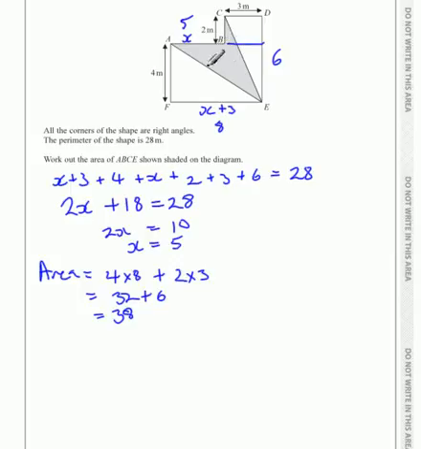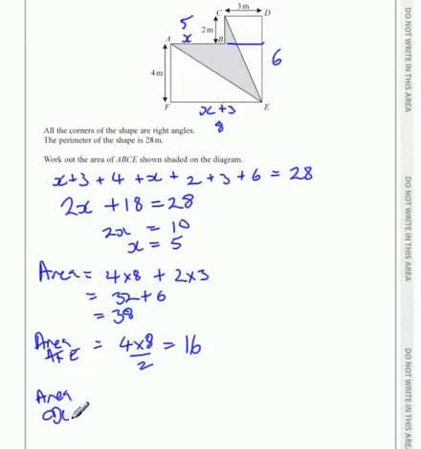And then to find the shaded part, we're going to need to take away these two triangles. So that is going to be the area of A, F, E. And we're going to use half base times height here. So 4 times 2 divided by 2. 4 times 8, 32 divided by 2 is 16. And then the area of the other triangle, so that is CDE. We've got 3 times 6 here, and then divided by 2. So 18 divided by 2 is 9.